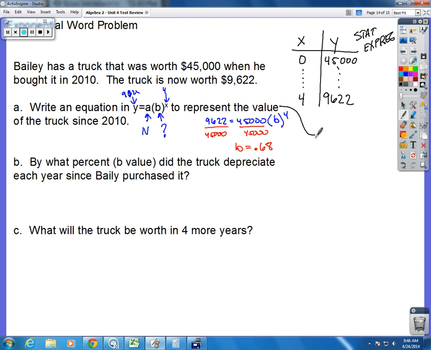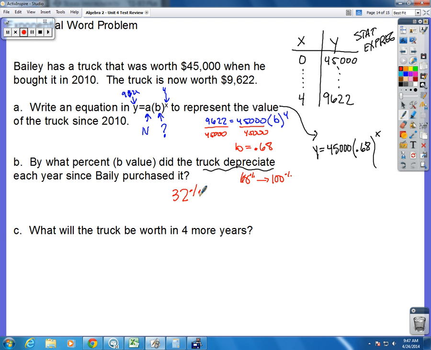So to answer the question in part A, the equation would say y equals 45,000 times 0.68 to the x. By what percent is the truck depreciating? A lot of people are tempted to just say 68% here. That's not what it's going down by. That's the multiplier. You got to figure out the difference between 68% and 100%, and that's the depreciation rate. That ends up being 32%.